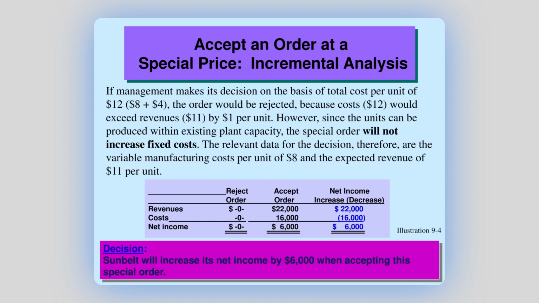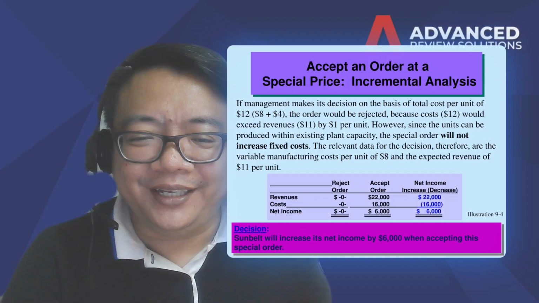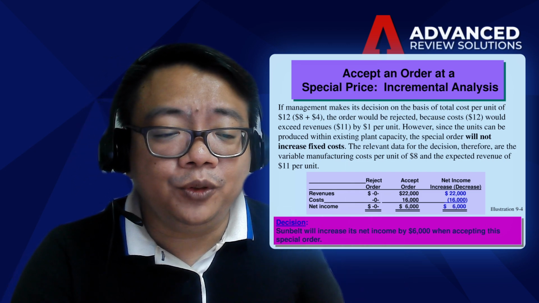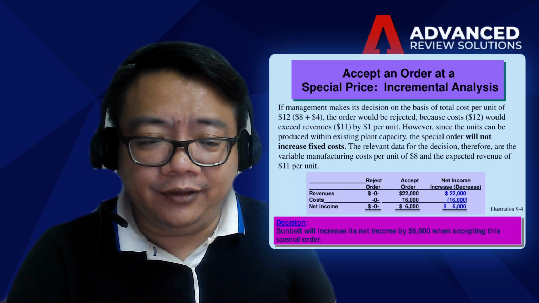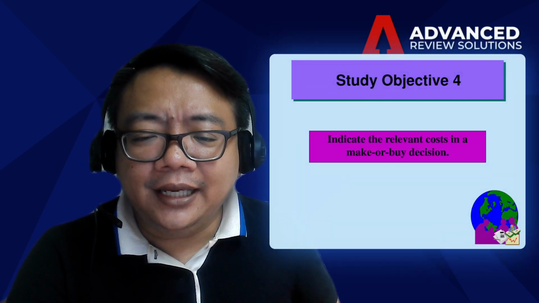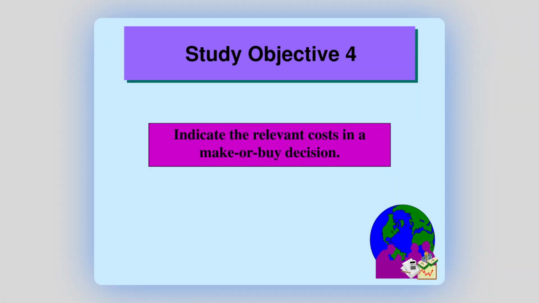So 11 times 2,000, that's why it is 22,000. 8 times 2,000, you have 16,000. And the difference of this one is your net income. So what would be your decision? Your decision is that Sunbelt will increase its net income by 6,000 when accepting this special order. Okay, hopefully naintindihan ha. Madali lang naman siya as long as you know how to compute for relevant and irrelevant costs. Okay? Sige. Next one tayo is about indicate whether to make or buy decisions.